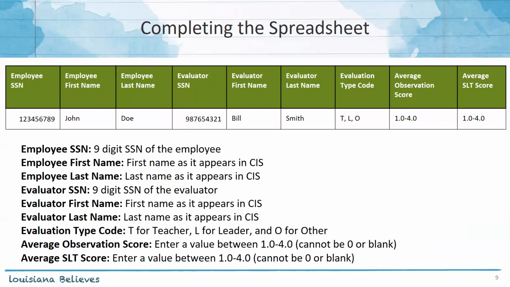The evaluation type code. I need a T for teacher, a L for leader, or an O for other. Please do not put T-teacher or L-leader. And then finally, your last two, the average observation score. That is anything between 1.0 to 4.0. And then your average SLT, same thing. You cannot leave it blank, and you cannot put in 0. Incompletes are just going to remain incompletes. This is only to correct people that need scores, and you must have a score for both.